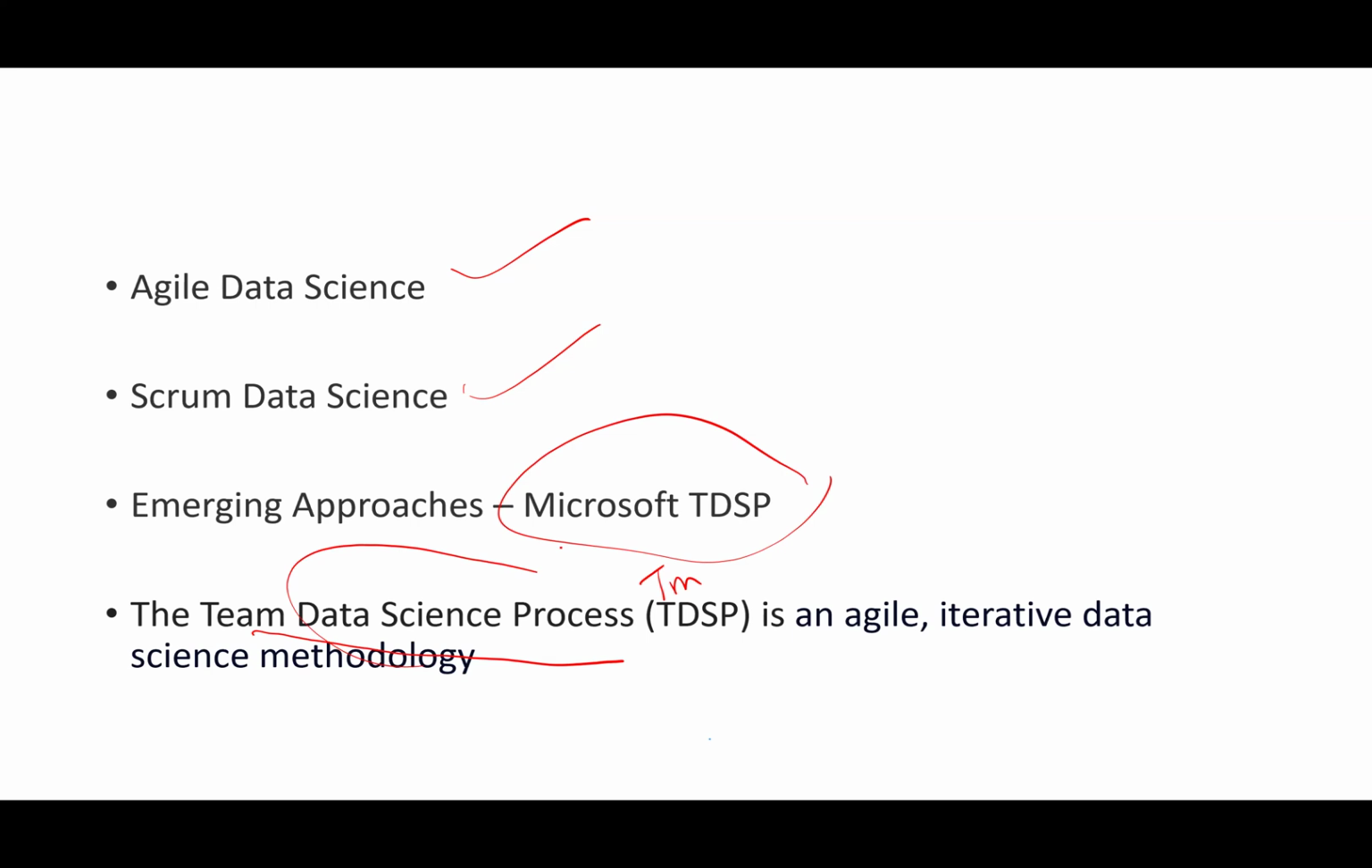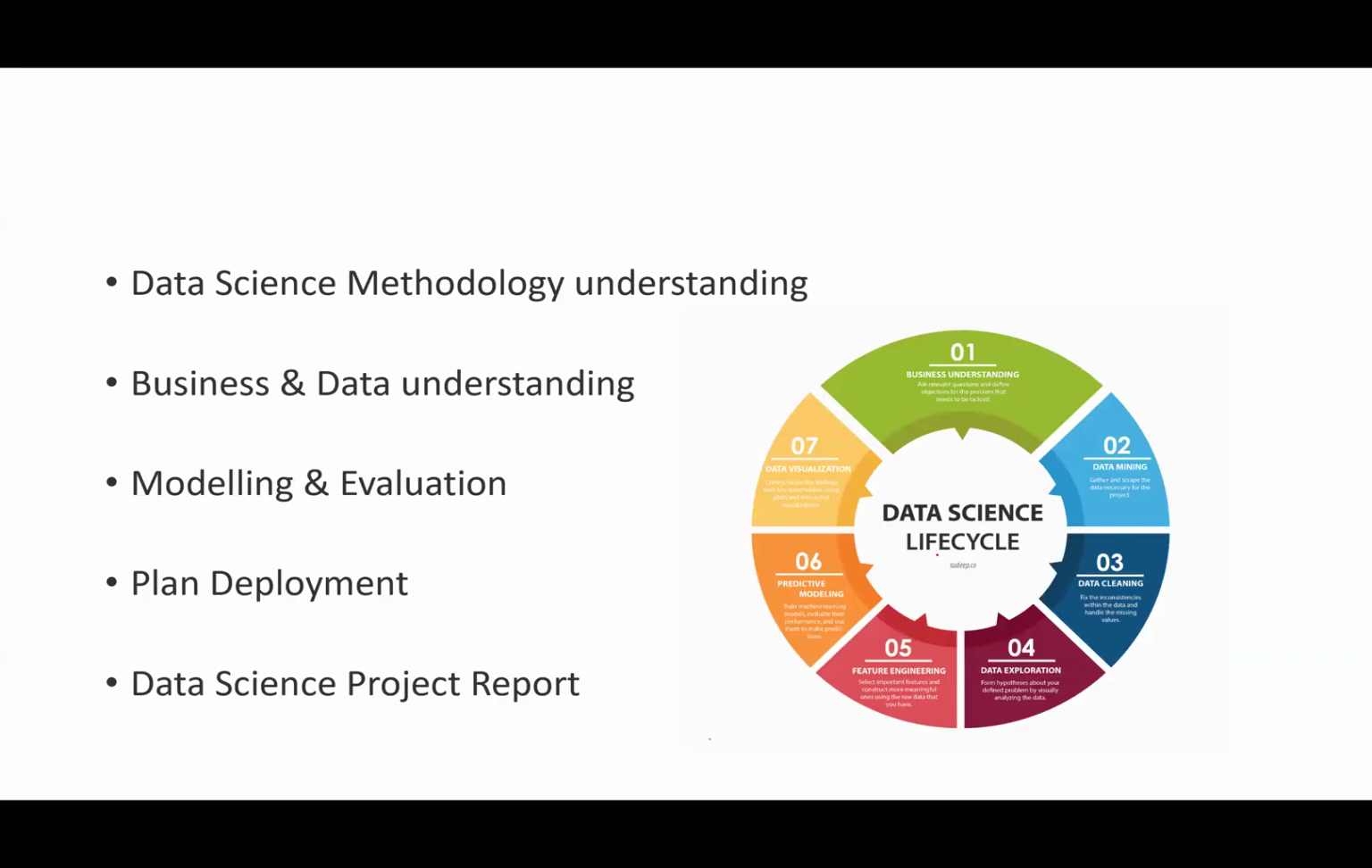It itself is telling that it's a data science process: what are the steps involved in the data science process, and how to do the project. It's one of the agile management approaches. We'll discuss all of this in future classes. Don't worry. In project management, you'll understand data science methodology, then business and data understanding, then modeling and management, plan development, and the data science project report.